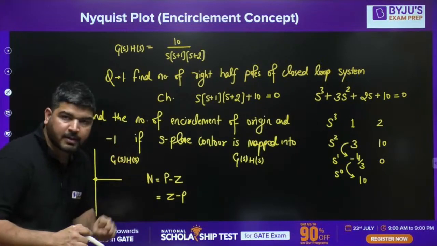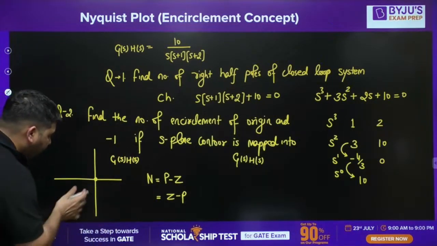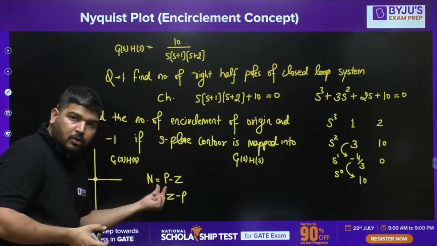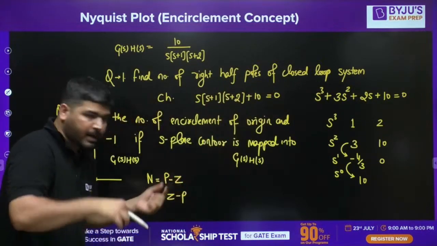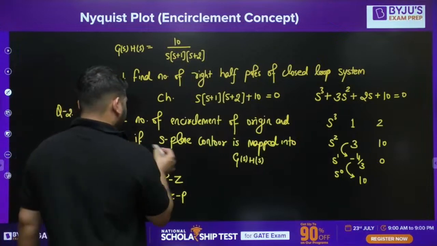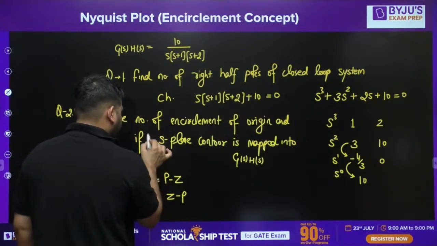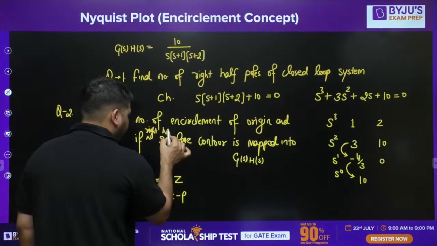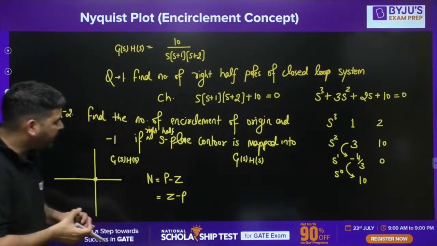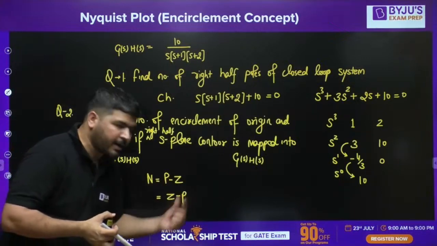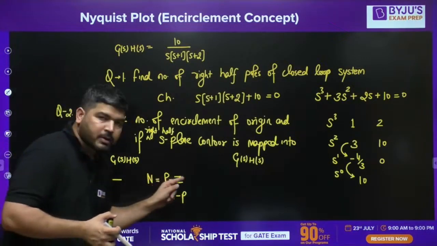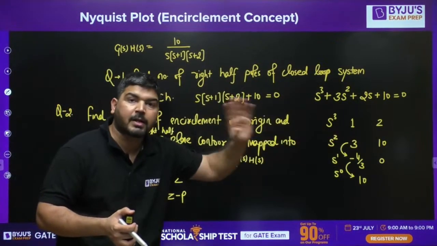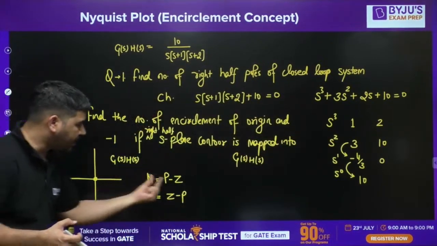Now, if you look at this carefully, the number of encirclements of origin in the GSHS plane will depend on the poles of GSHS inside the S-plane contour, the right half S-plane contour. Obviously, the right half of the S-plane. Now n is equal to P minus Z or Z minus P, where P is the number of poles and Z is the number of zeros in the right half of the S-plane. This is my number of encirclements.